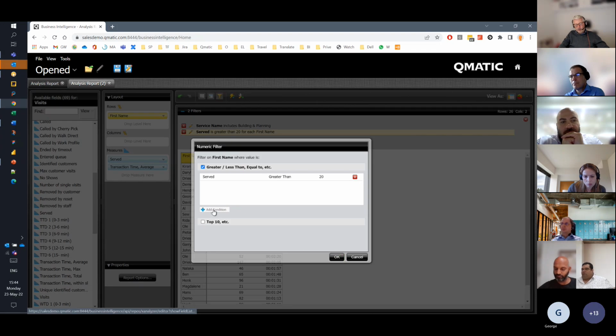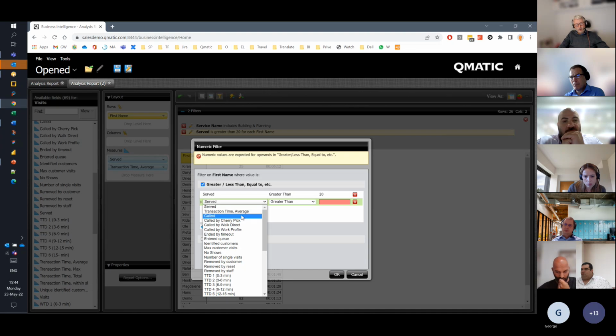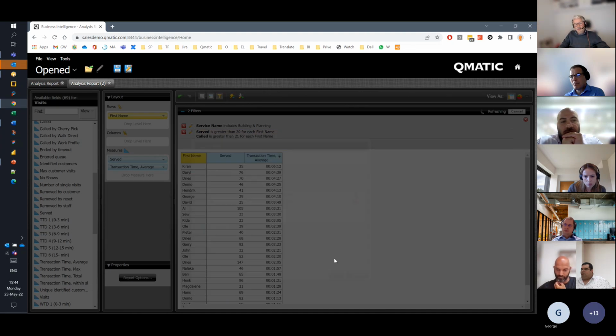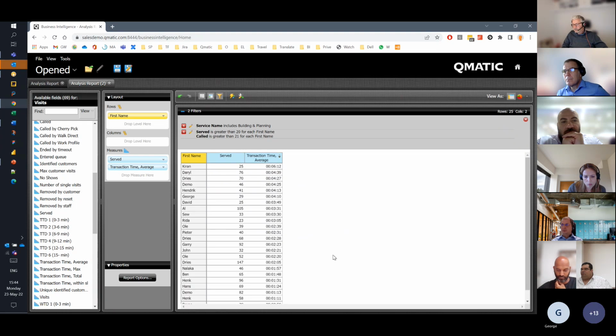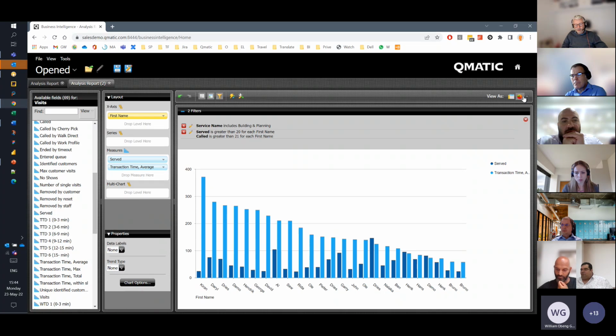You could even add more conditions, you could also say cold is greater than 21. I don't know if this makes any sense, but then you filter on that. Good question. And again, if you want that, you can show that in a graph and all these things.